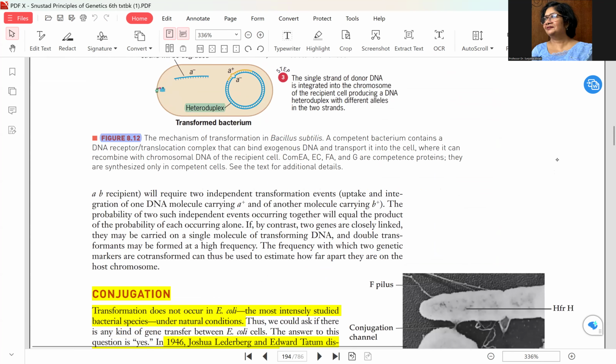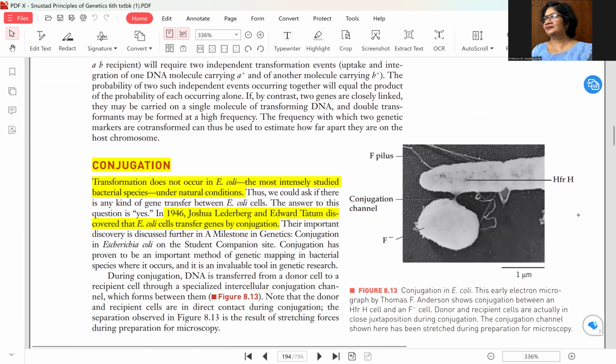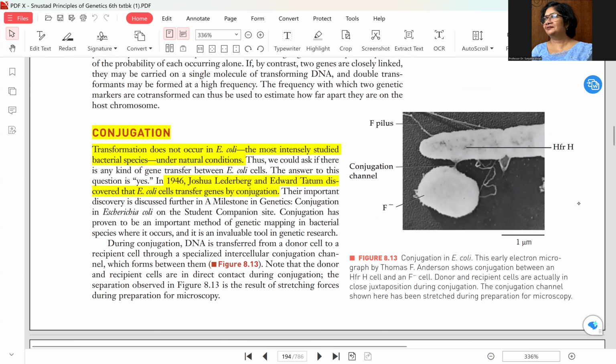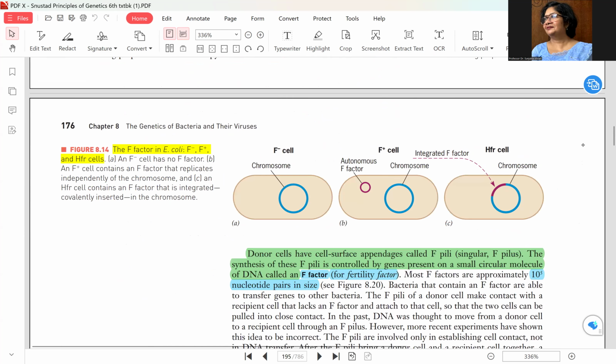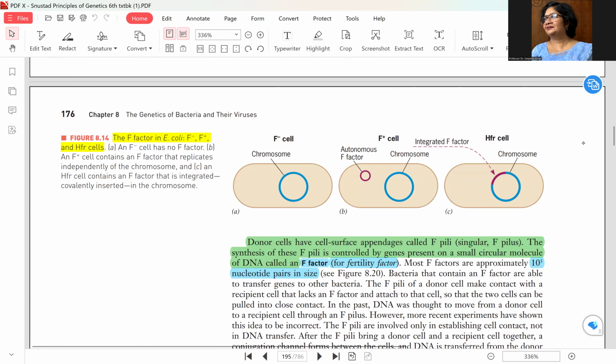So that's all you need to know from transformation. The next process is conjugation, in which DNA can be transferred from one bacterial cell into another by the formation of a conjugation bridge or a conjugation tube between two bacterial cells.